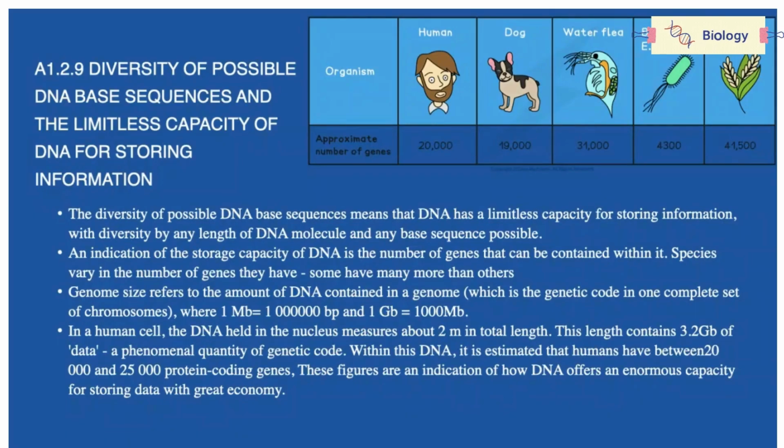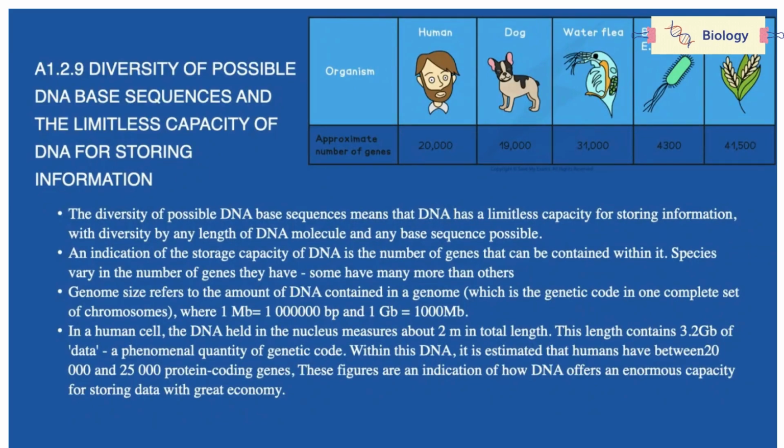So what are the odds of DNA containing any one triplet in any one genetic location? Consider the odds of having GGG in one triplet area of a DNA. By random chance, there are going to be 64 codons. The diversity of possible DNA base sequences means that DNA has limitless capacity for storing information, with diversity in any length of DNA molecule and any base sequence possible.